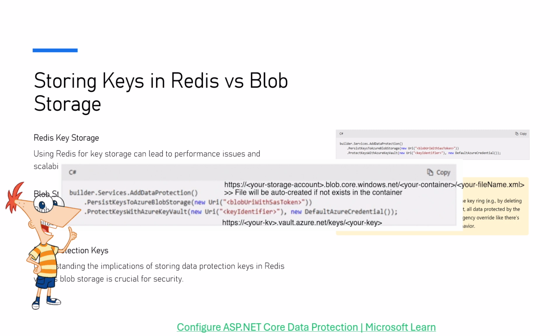And then we have ProtectKeysWithAzureKeyVault that takes in as arguments the Key Vault URI and the default Azure credentials. And there we have managed identities set up as one of the ways. So we are saying this is the Azure Key Vault where you can look for the secret value, and this is the storage account where you will be storing that secret value.